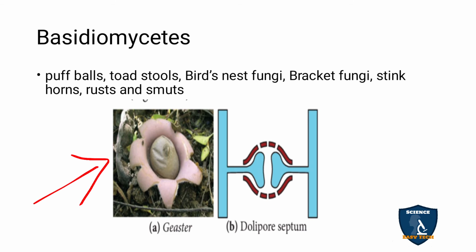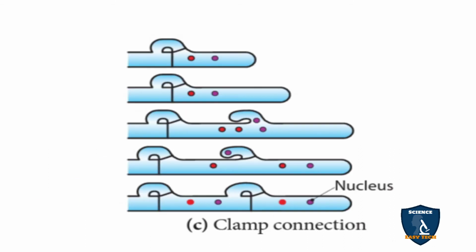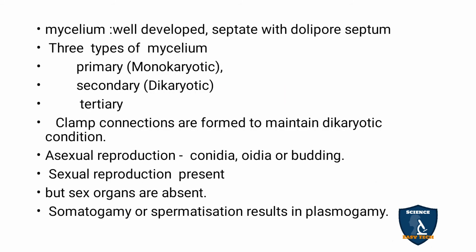Dolipore septum. It looks like a dumbbell, no? Each dumbbell forms a dolipore septum, which is used in fertilization, sexual reproduction. And it is a clamp connection. Clamp connection we will discuss when we discuss sexual reproduction.